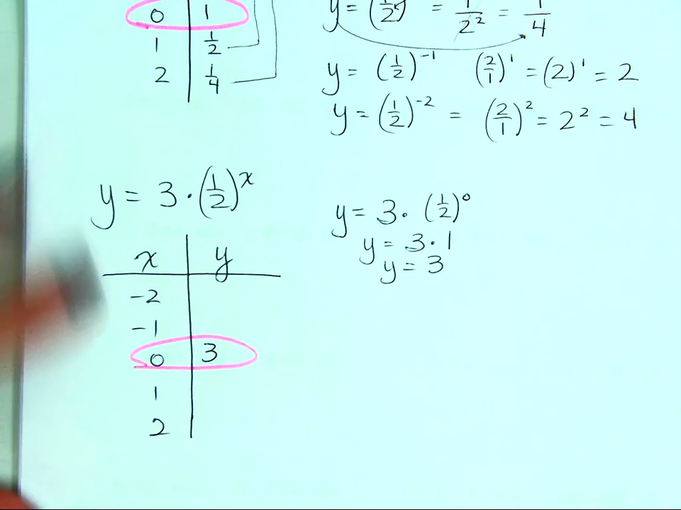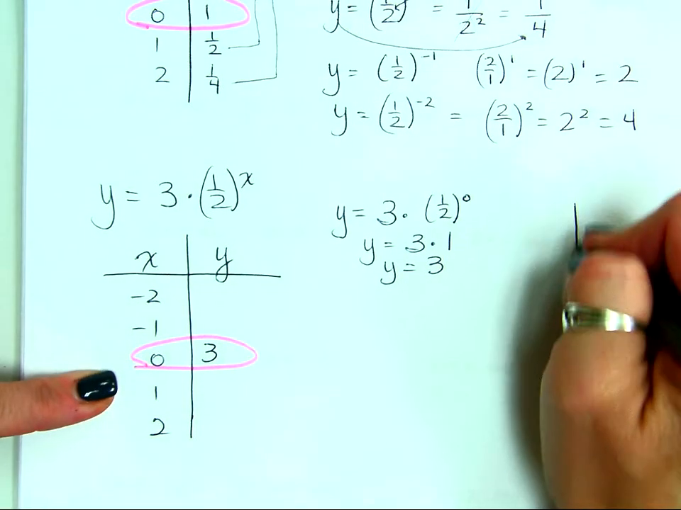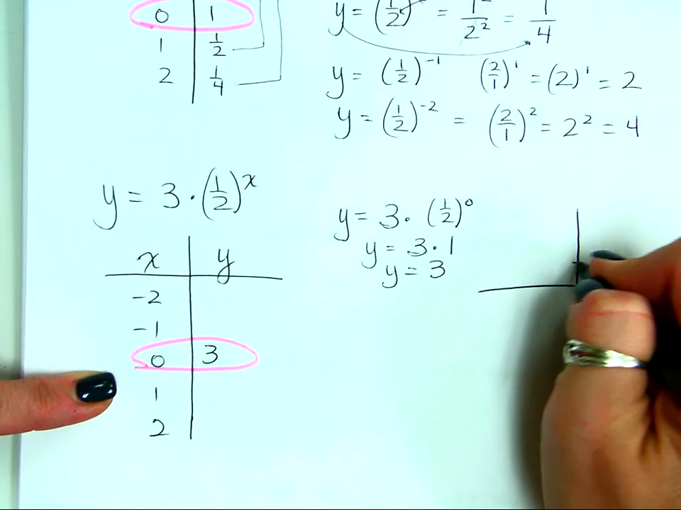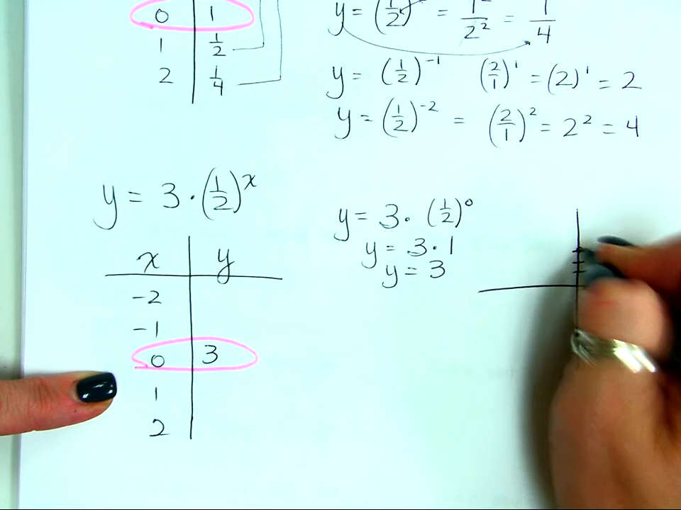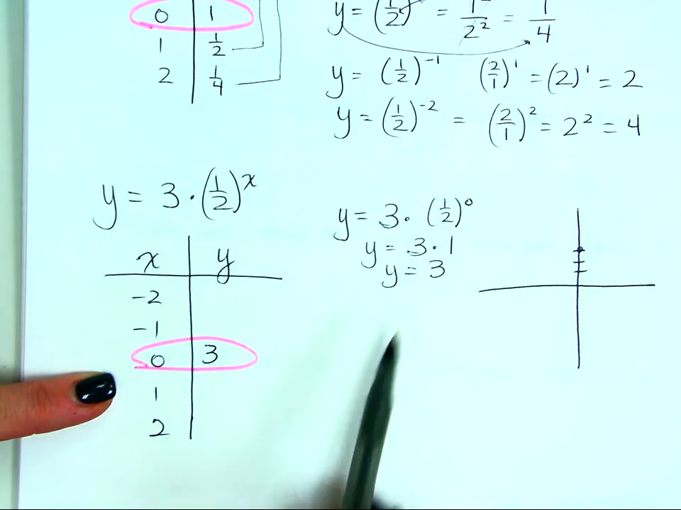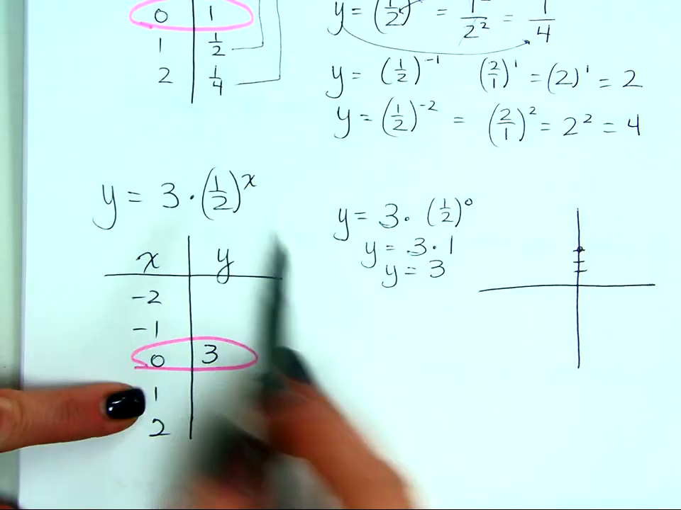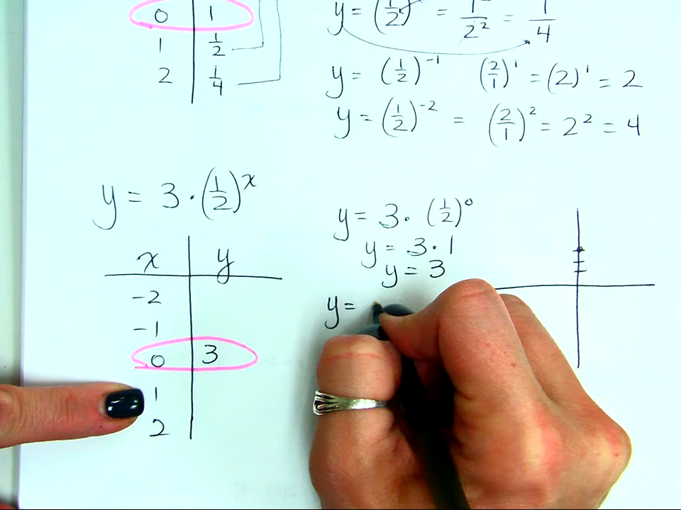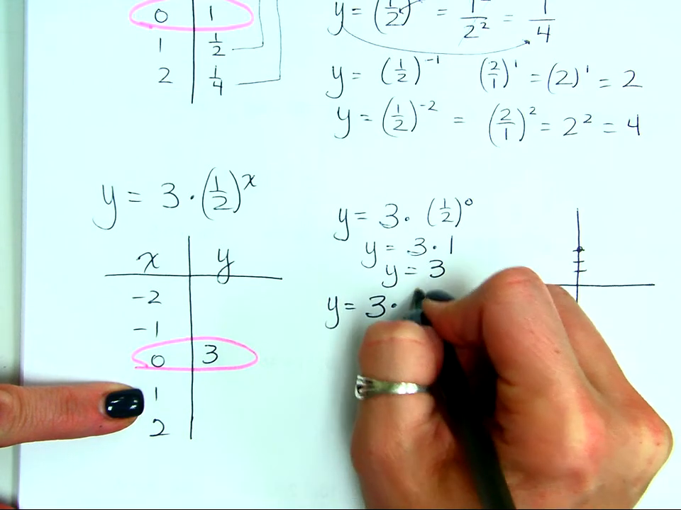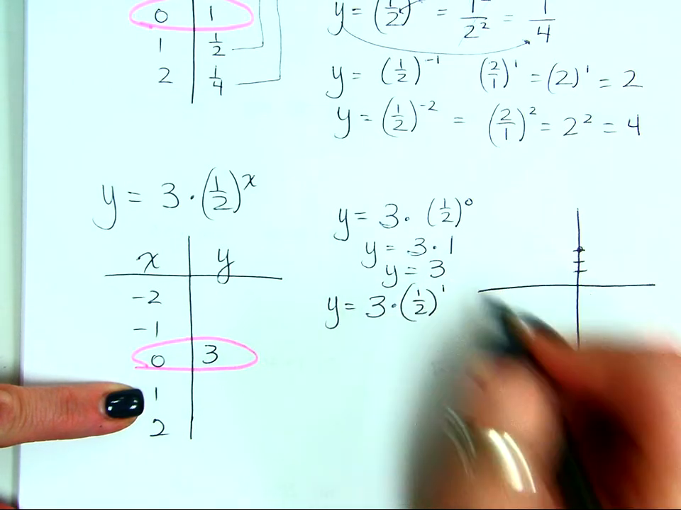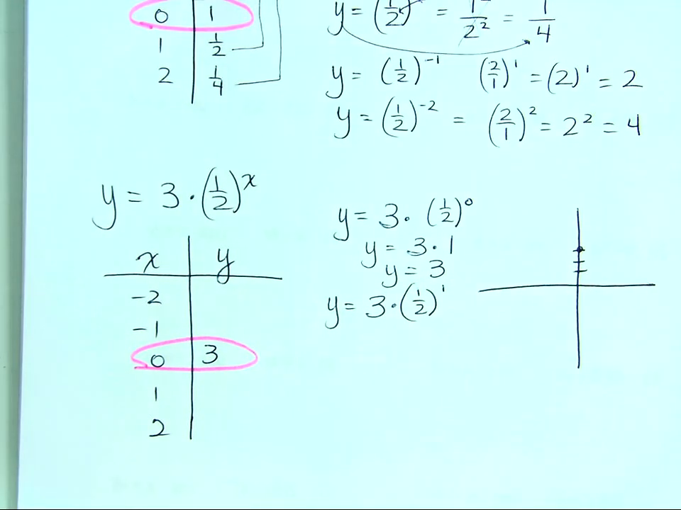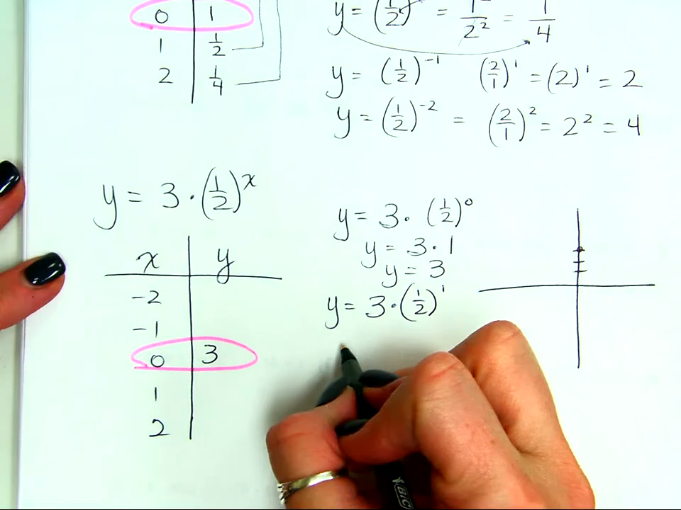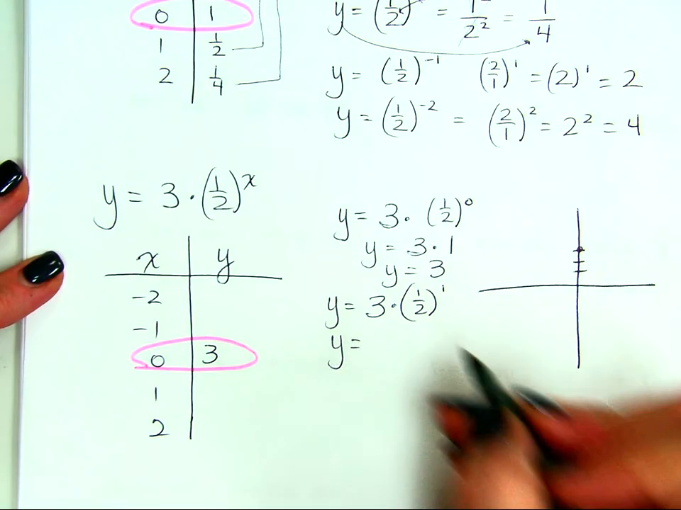Okay? That's going to be my y-intercept. Let's just put it there now. It's when that's 0. Okay? So now let's make the exponent 1. So y is going to equal 3 times whatever 1/2 to the first power is. Well, 1/2 to the first power is just 1/2. And 3 times 1/2 is 3/2.